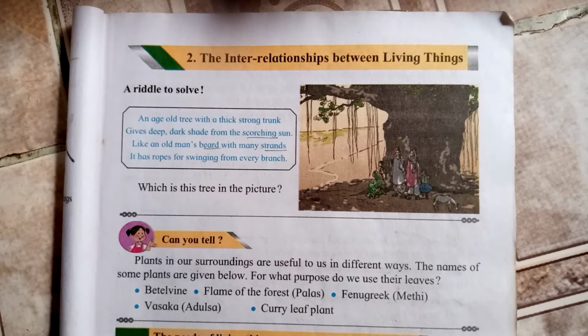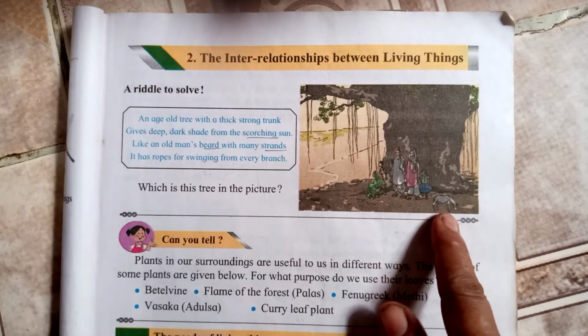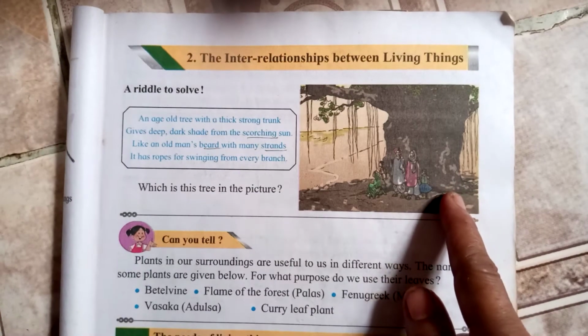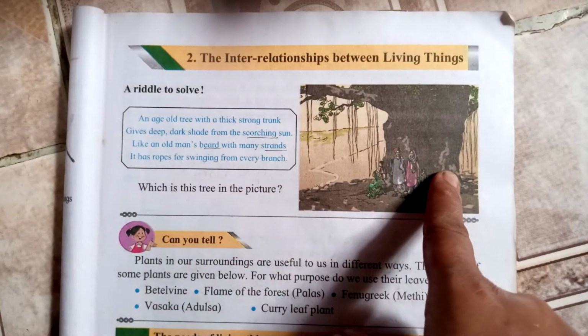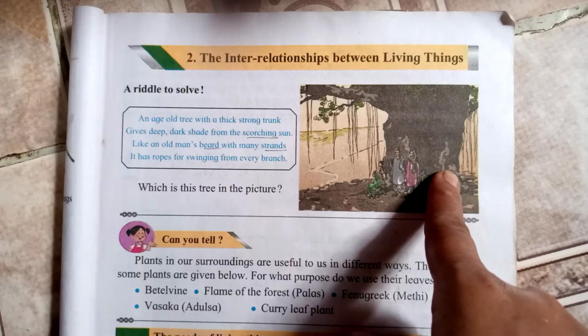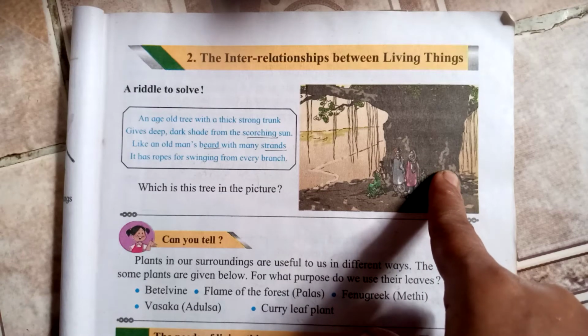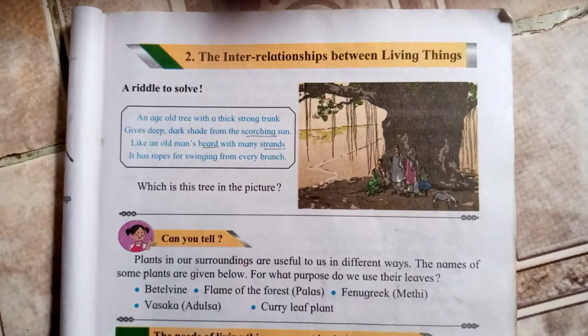Today, I am going to teach you EVS Part 1, Chapter 2. That is the interrelationship between living things. Children, do you see in the pictures? Which type of tree is this? See, which is this tree in the pictures? This tree is called a banyan tree that you can see in your surrounding. Okay, children. Now move forward.